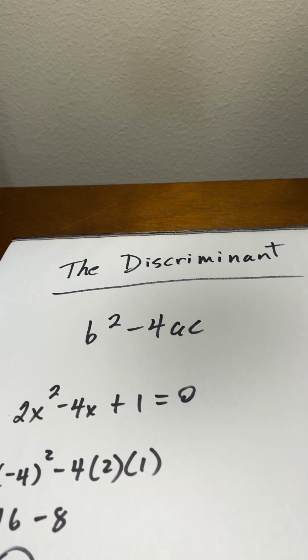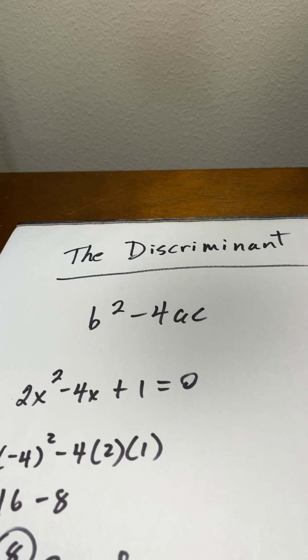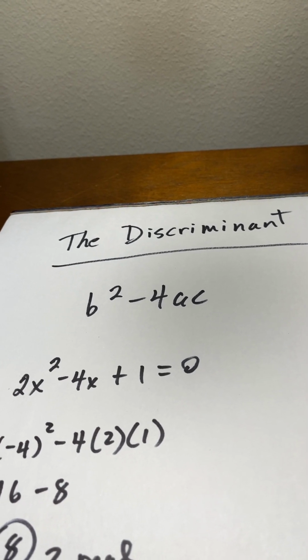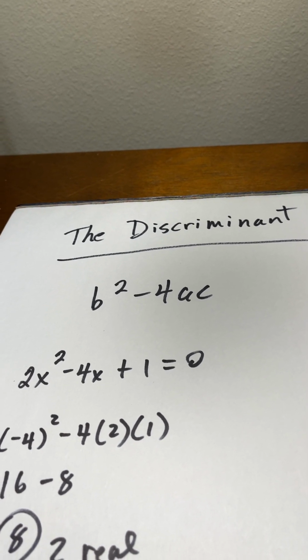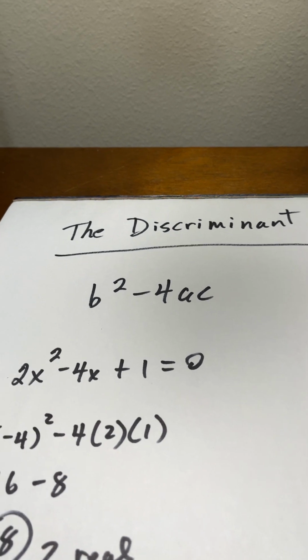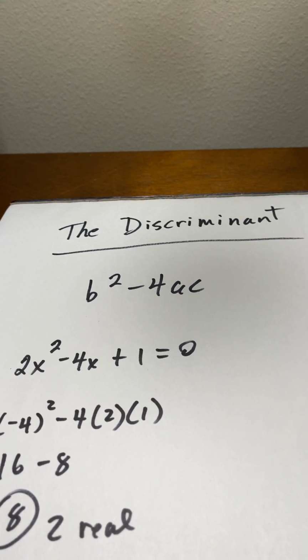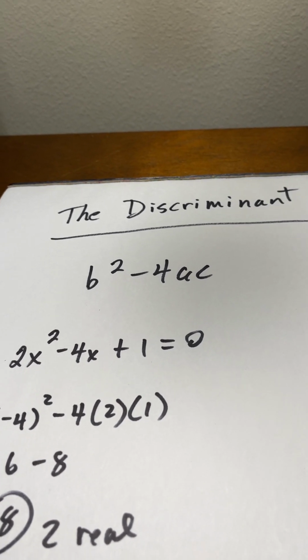Let's talk about the discriminant. So the discriminant is a shortcut way of telling what kind of solutions you would have on a quadratic if you were to do the entire quadratic formula. Or in other words, if you want to know what kind of solutions. Now, it will not give you the solutions to a quadratic, but it'll tell you what kind they are.